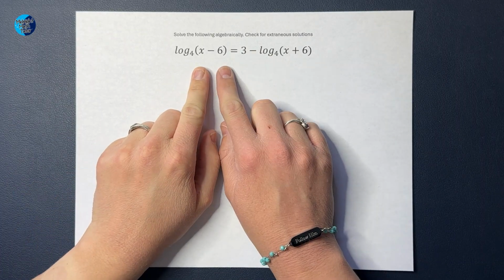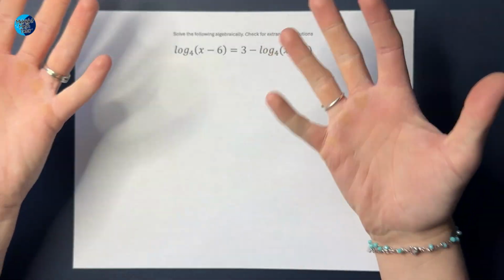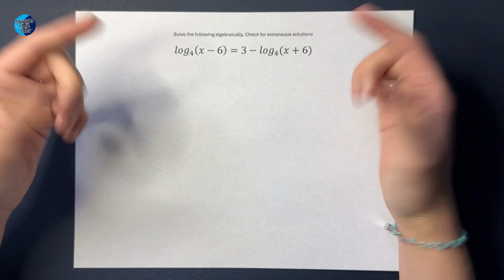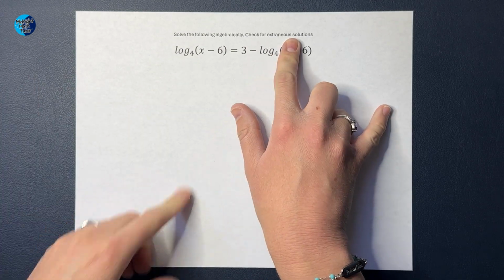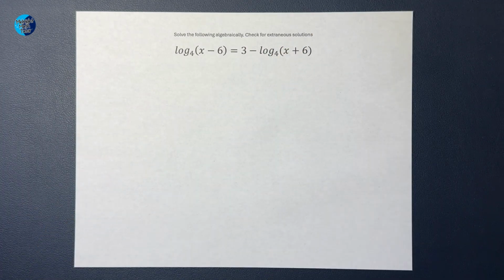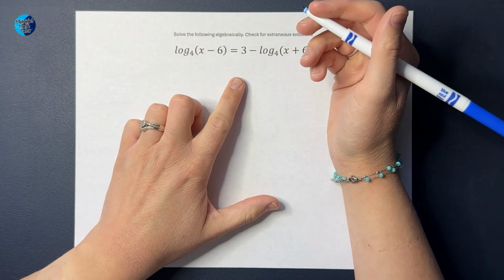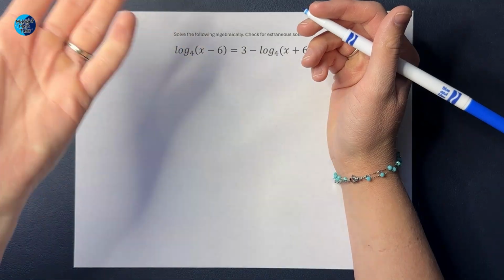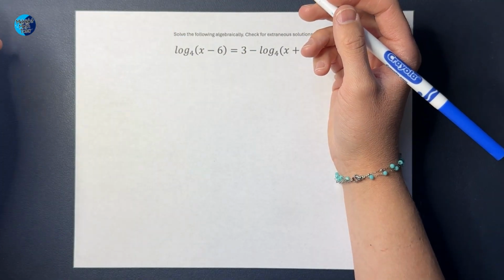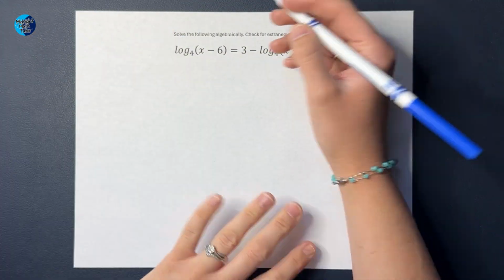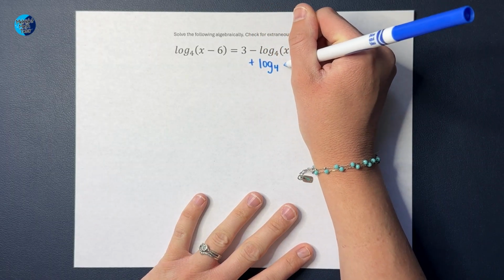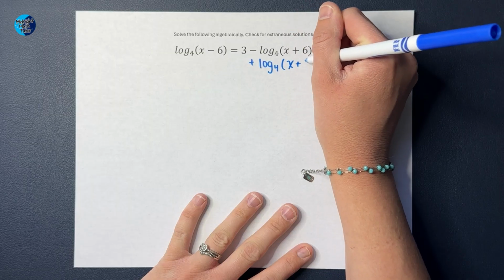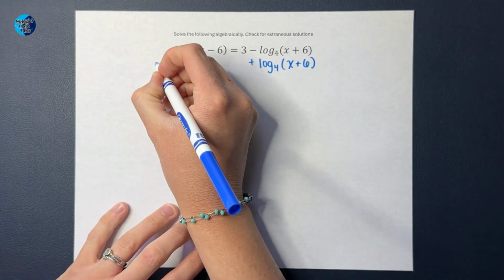Okay, we are going to solve this, which just means they want us to solve this how we're used to solving equations and apply things we know about logs. We'll also check for extraneous solutions, which we'll talk about what that means in just a second. Whenever I am solving equations, I typically want to get all the unknowns, all my variables on the same side. So the first thing I'm going to do is add log base 4 of x plus 6 to both sides.